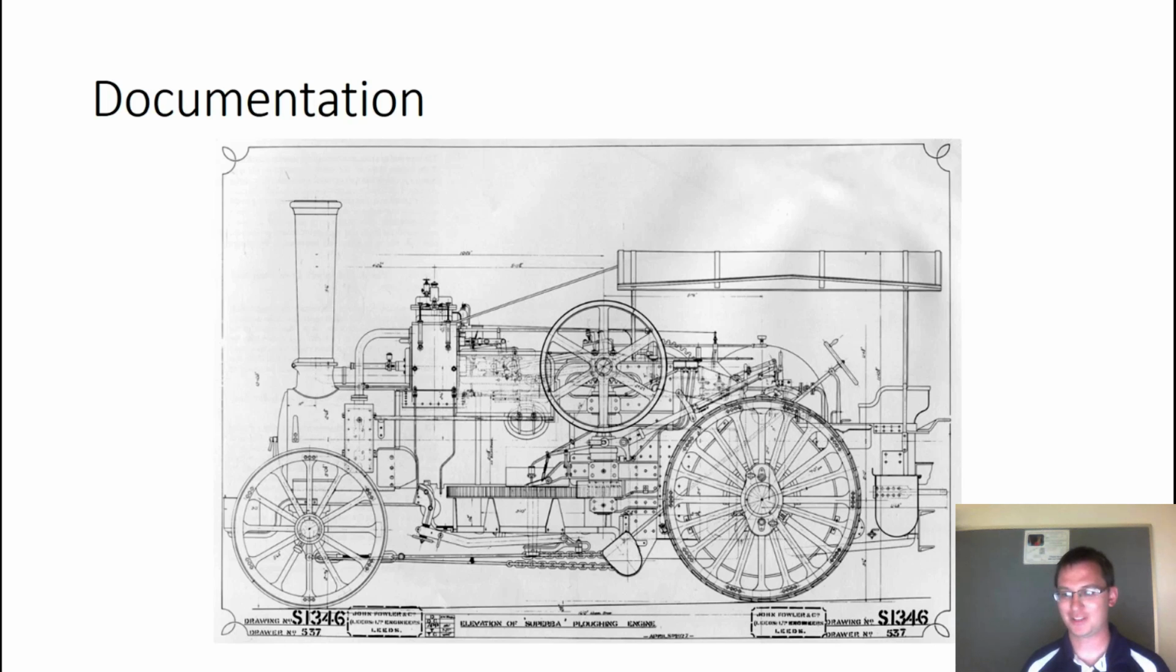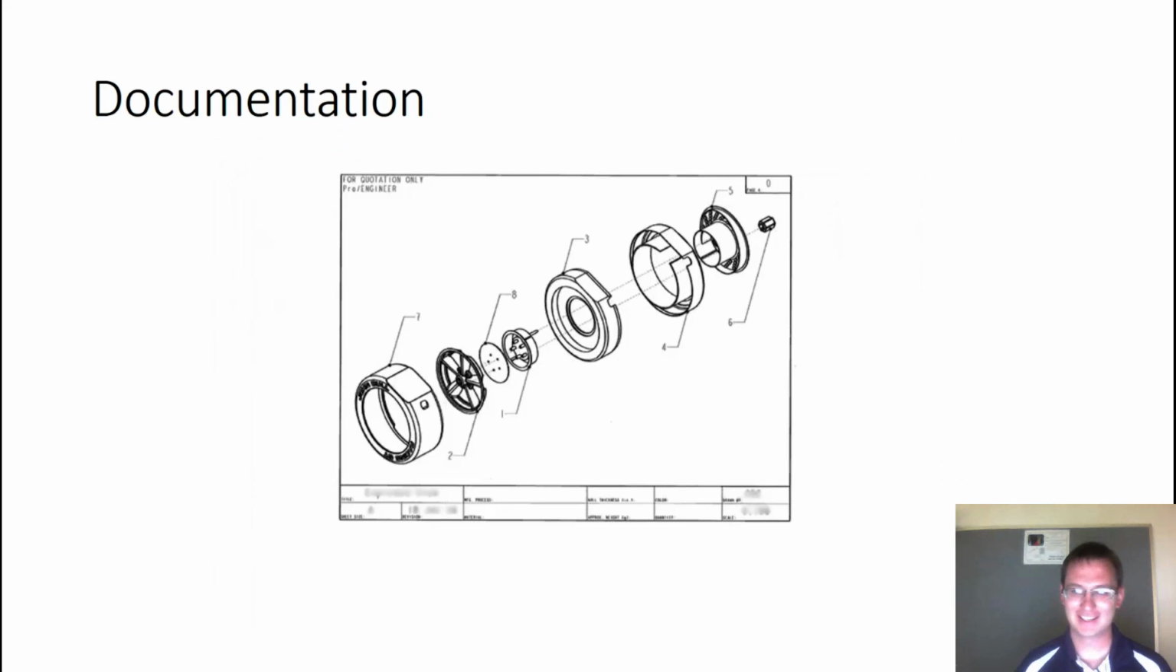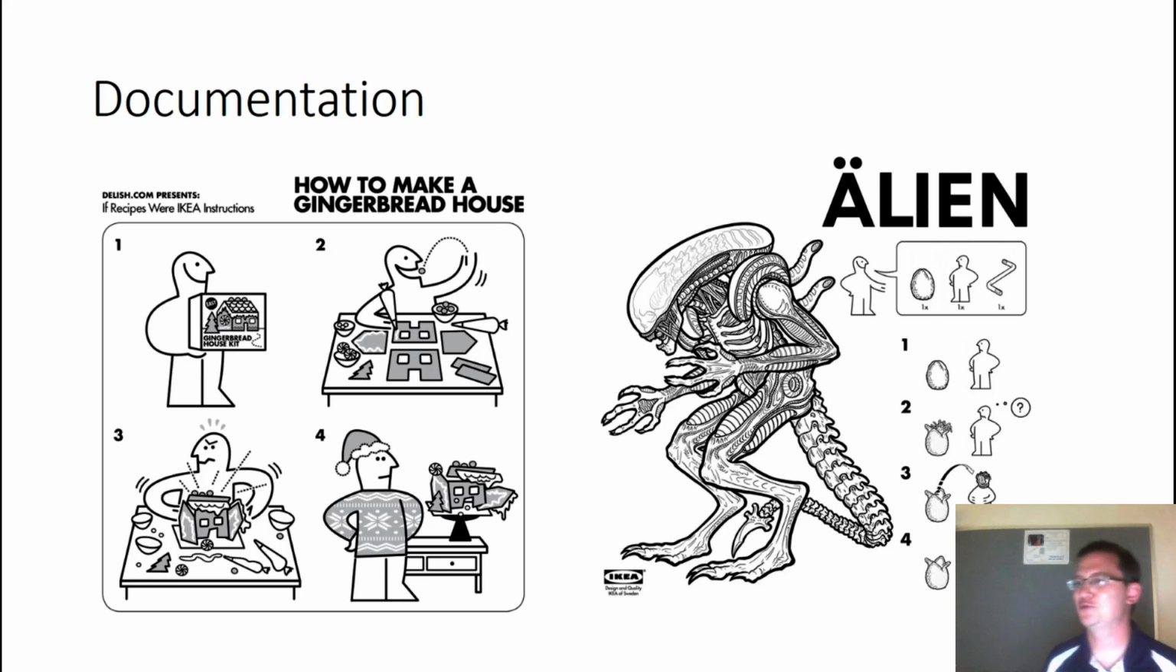So here's a really old one I thought was kind of cool. This is like some sort of train. Here's an assembly drawing showing all the parts, 1 through 8 looks like, and the exploded view and how they all fit together. So that's useful.